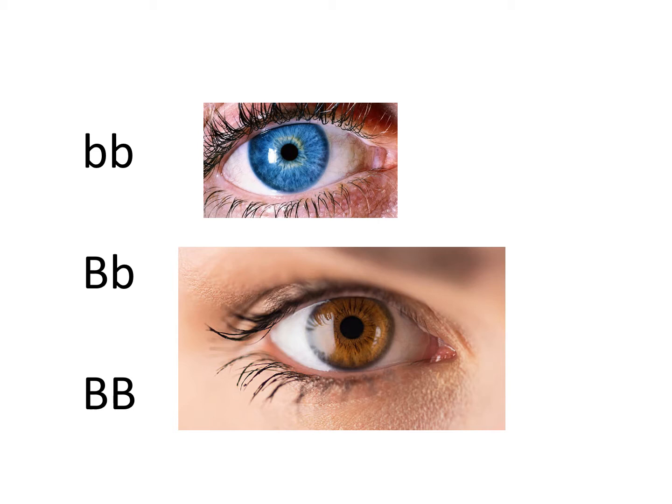In this case, we have lowercase b, which is a homozygous recessive trait, which would result in blue eyes. We have a capital B and a lowercase b, which would be a heterozygous trait, but because the brown eye colour is dominant, we would have brown eyes. And in the final case, we have homozygous dominant, both alleles, and so we would have brown eyes again.